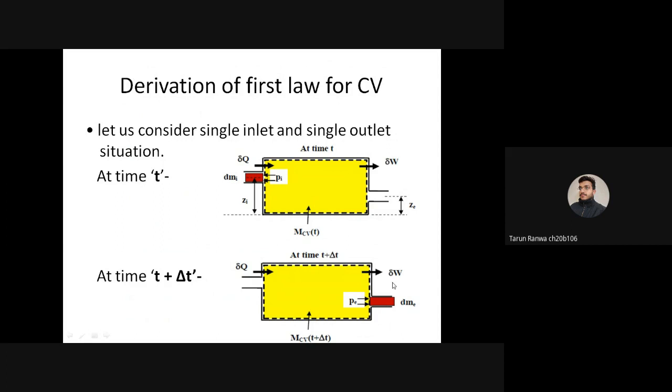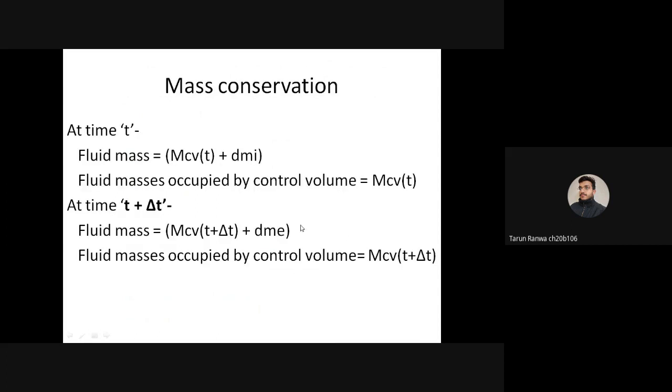So now, mass conservation for the control volume. At time t, the fluid mass we can write as m_cv plus dm_i, and the fluid mass occupied by the control volume at time t is m_cv. At time t plus delta t, the fluid mass we can write as m_cv at t plus delta t plus dm_e. dm_e is the leaving mass, and the fluid mass occupied by the control volume is m_cv at time t plus delta t.